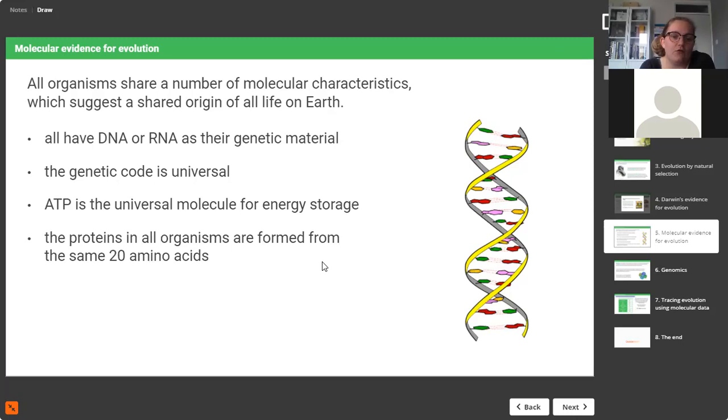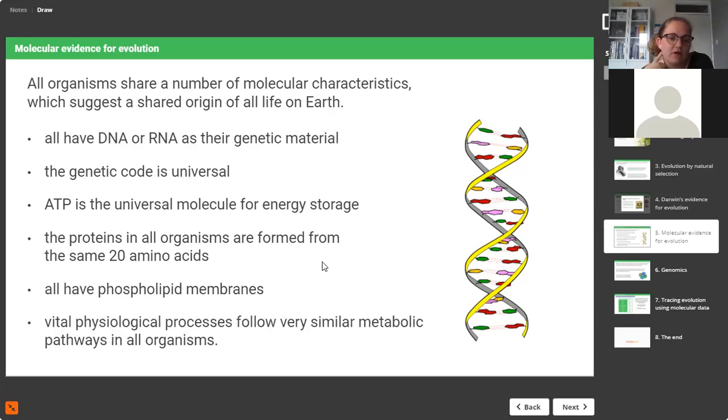Proteins in all organisms are formed from the same 20 amino acids. So not only is that genetic code to make those amino acids universal, the proteins that we make in all organisms are formed from those same 20 amino acids, whether it's in humans, other animals or plants. All organisms have phospholipid membranes, and vital physiological processes follow very similar metabolic pathways in all organisms. That's quite important because we're not looking at those really small physiological processes. We're looking at those vital ones, those major ones, those key to life.